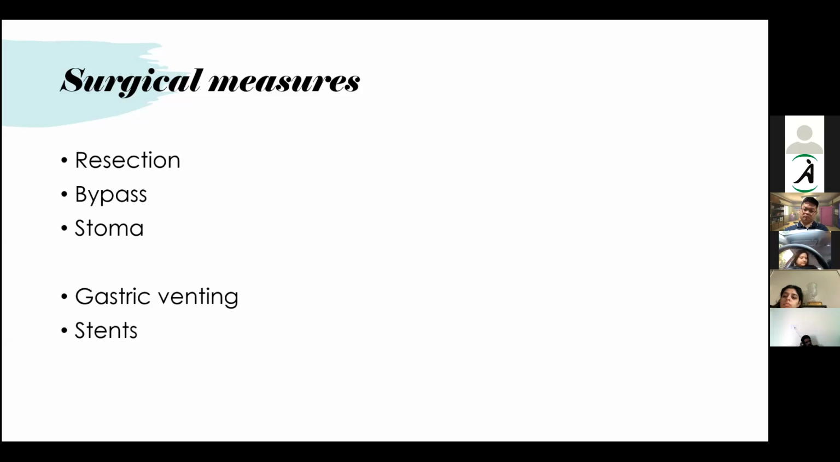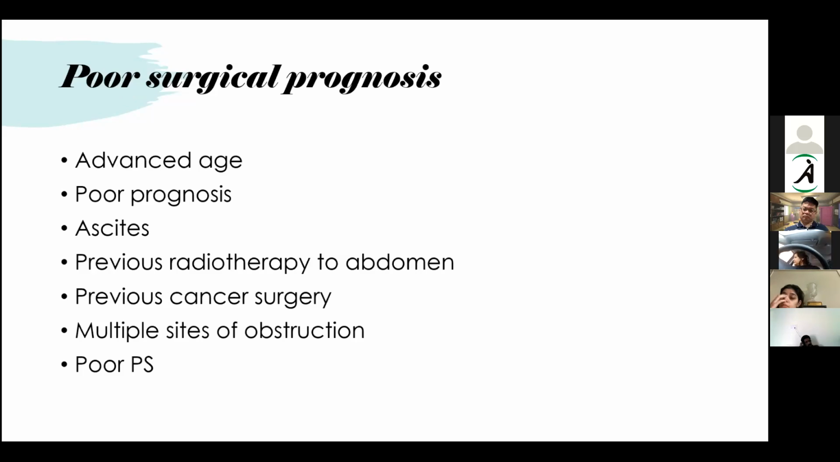And there are options of self-expanding metallic stents to prevent an obstruction. So these are the palliative methods of managing bowel obstruction. To decide whether to give a patient surgical options for bowel obstruction, there are some poor surgical prognostic factors in patients. So this would be advanced stage.